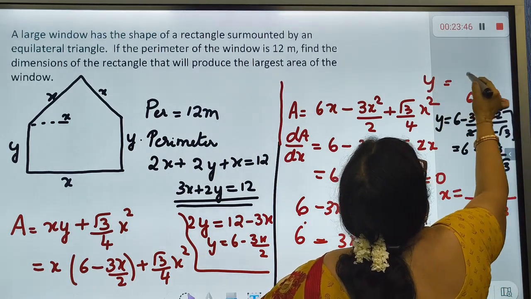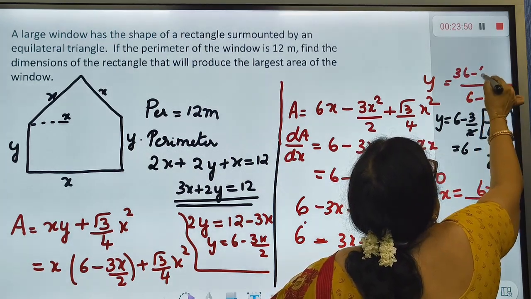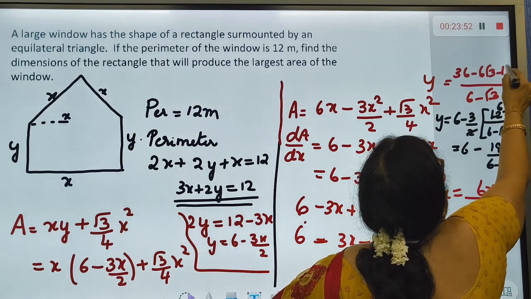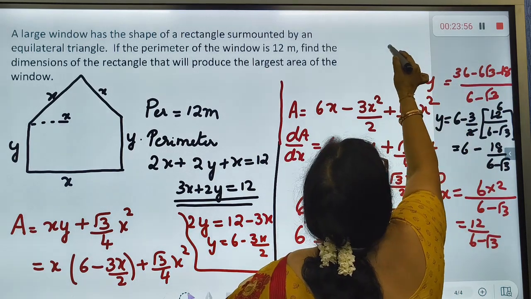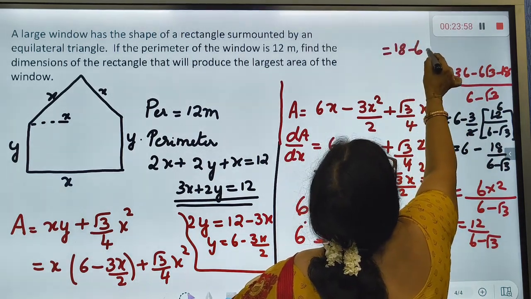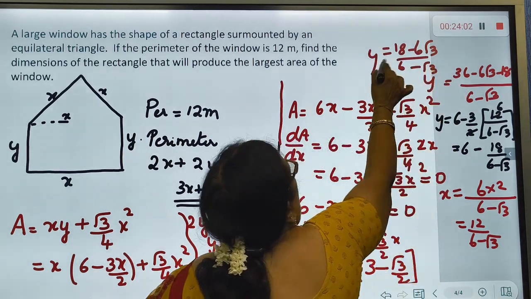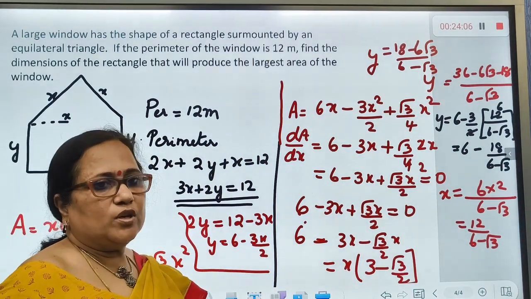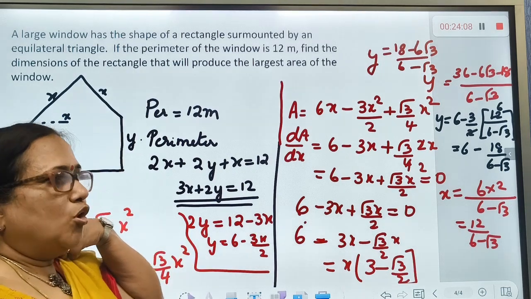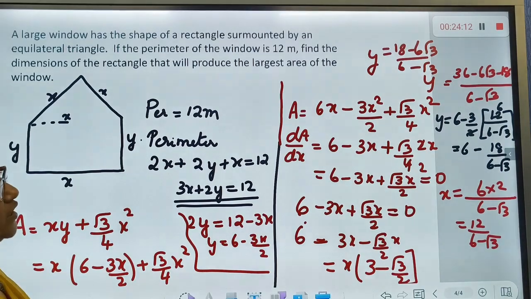Y equal to 36 minus 6 root 3 minus 18. 36 minus 18 is 18. So this is 18 minus 6 root 3 by 6 minus root 3. So this is your y. I want you to check, because I am also doing the calculations directly. You also check whether this is the same answer you are getting, because there is always a possibility for an arithmetic error.